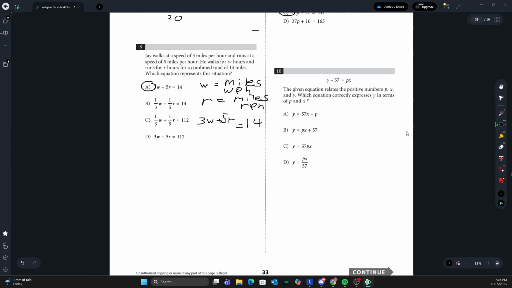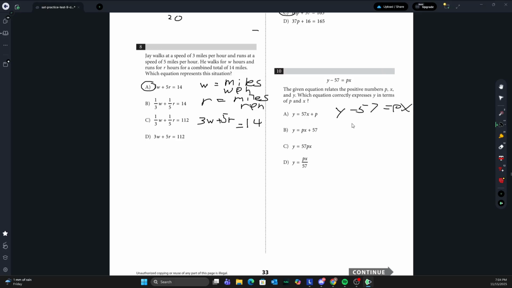Okay. Moving on to question 10. y minus 57 is equal to px. The given equation relates the positive numbers p, x, and y. Which equation correctly expresses y in terms of p and x? What this question is asking us to do is just put this equation in terms of y. So we start with our original equation, y minus 57 is equal to px.